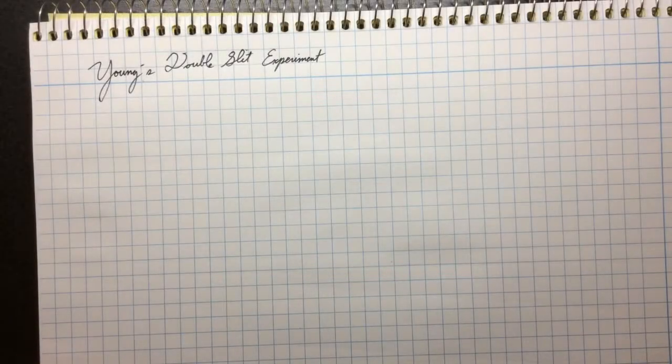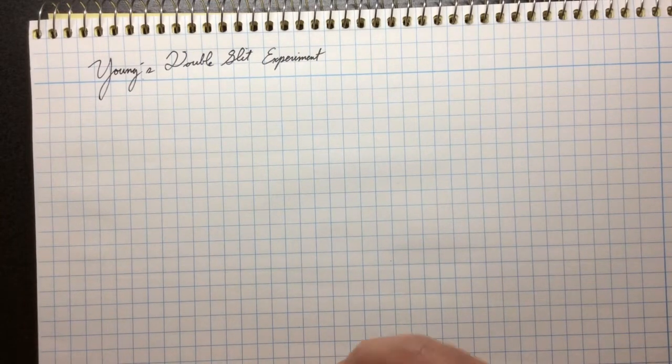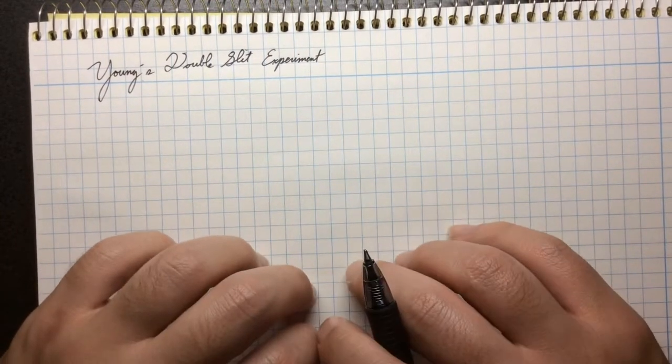Hey, it's Mr. K doing a video for AP Physics 2. We're going to talk about Young's double slit. This is one of the main experiments to define light as a wave and not just a particle.